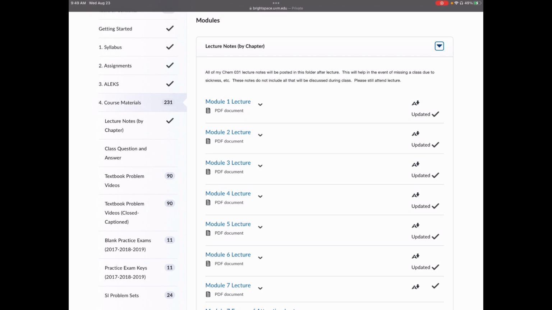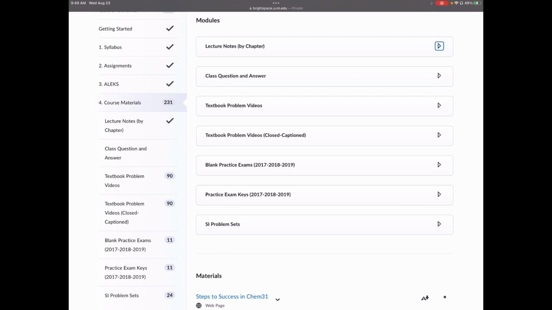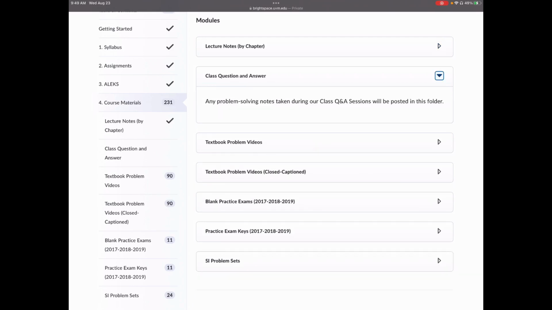Not only do we have the lectures by chapter, we have class question and answer. This folder is empty right now, because these will be the actual notes that we take during class. During class, I will be using my iPad to take notes and put them on the screen, and we'll work through problems together, things of that nature. At the end of the day, I will then be putting those notes within this folder.